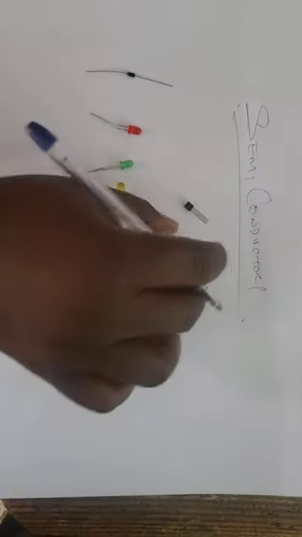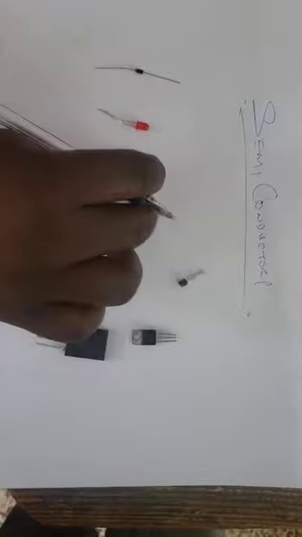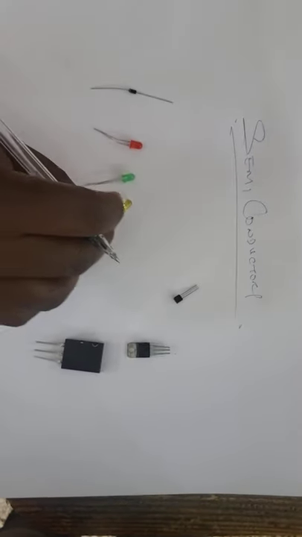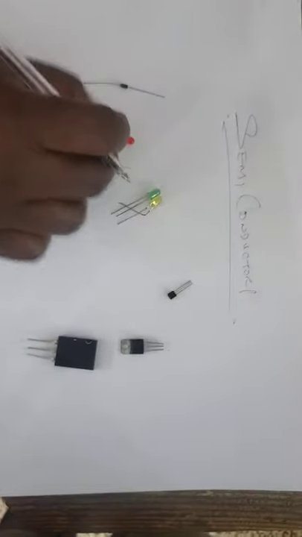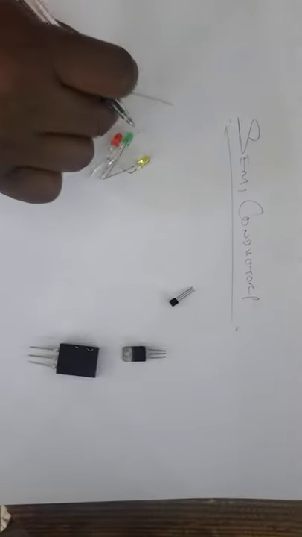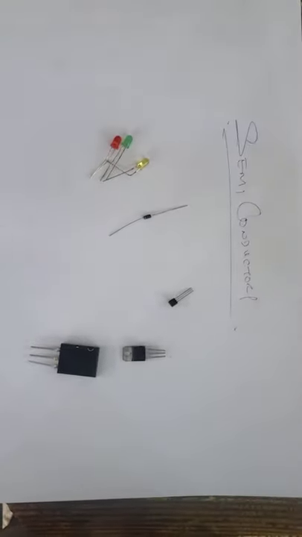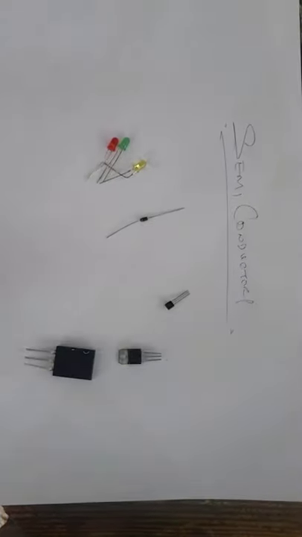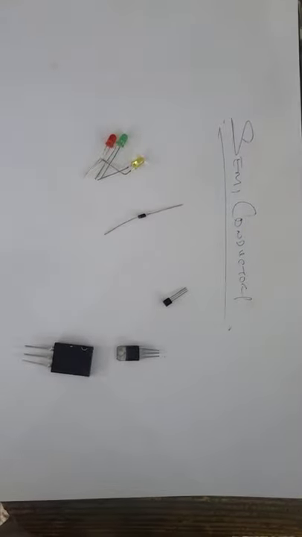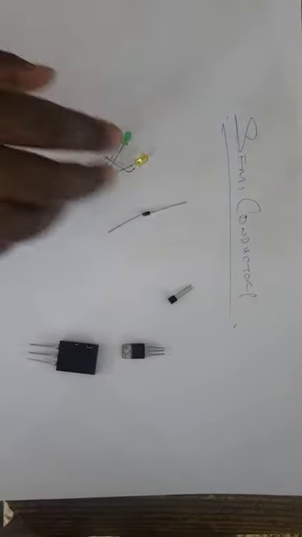So this is a MOSFET, this is a transistor, this is a BJT transistor, and these are diodes. These are light emitting diodes. This is one of your regular diodes. You have a Zener diode, you also have Shockley and so forth. All these are examples of semiconductor materials.